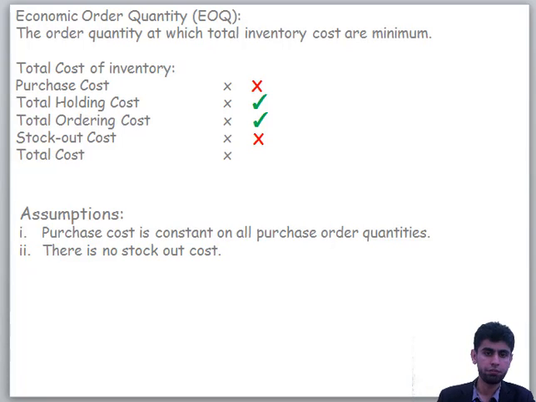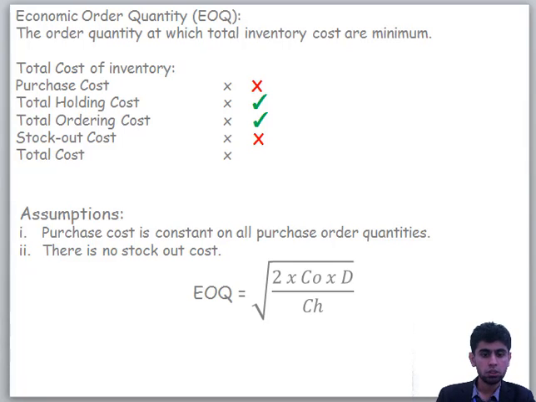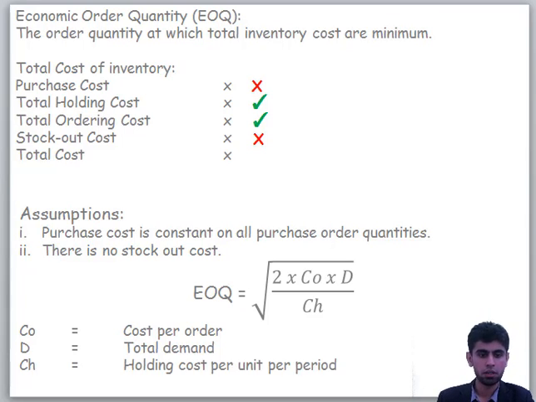Now I'm going to give you the formula for economic order quantity calculation. The economic order quantity formula is the square root of 2 times CO times D over CH. CO stands for cost per order, D stands for total demand, and CH stands for holding cost per unit per period.